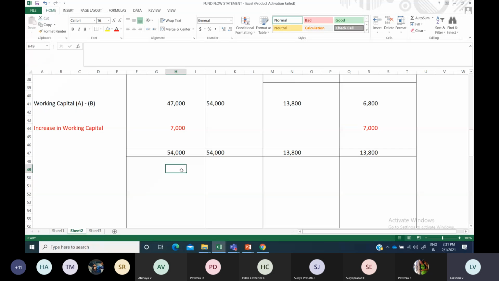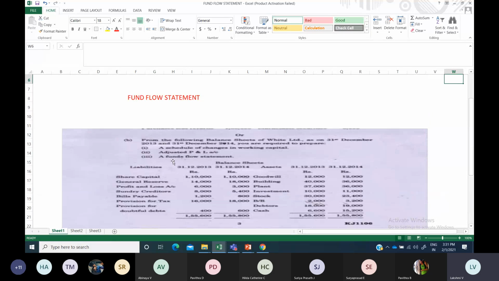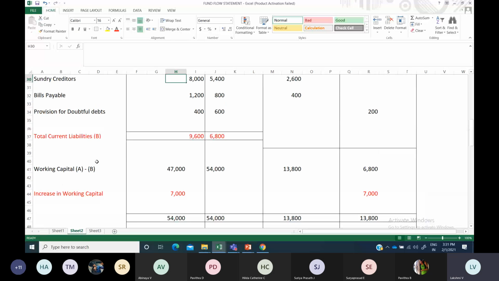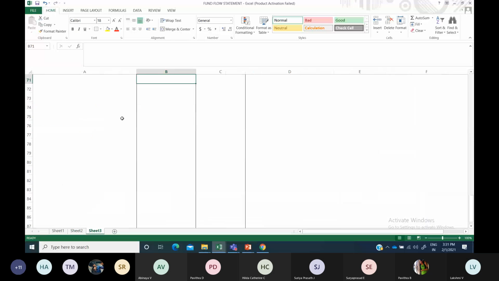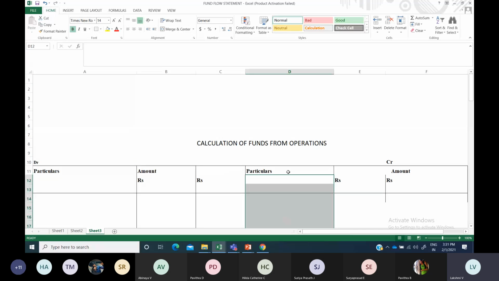Okay. Now let us move to the second step. The second step will be your adjusted P&L account. Actually, you either prepare an adjusted P&L account or a statement format in order to calculate funds from operations. But since here they have given the profit and loss account, we are going to prepare the adjusted P&L account as per that format. Write down the heading as calculation of funds from operations.